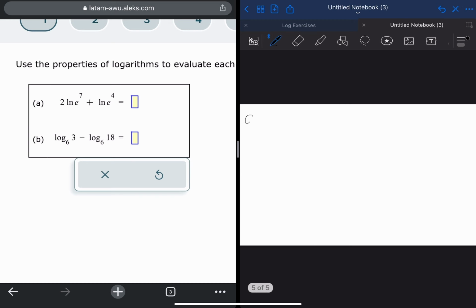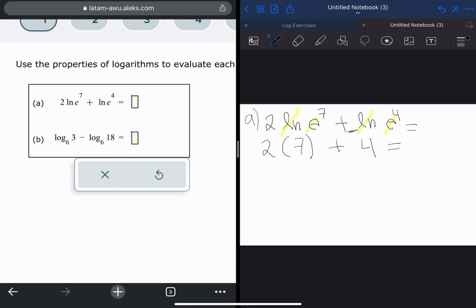For letter A, we have 2 times the natural logarithm of e to the 7 plus natural logarithm of e to the 4, which, based on the previous property, we know that we can cancel out this, this and this. And we can also cancel this with this. So we're going to be left with 2 times 7 plus 4.